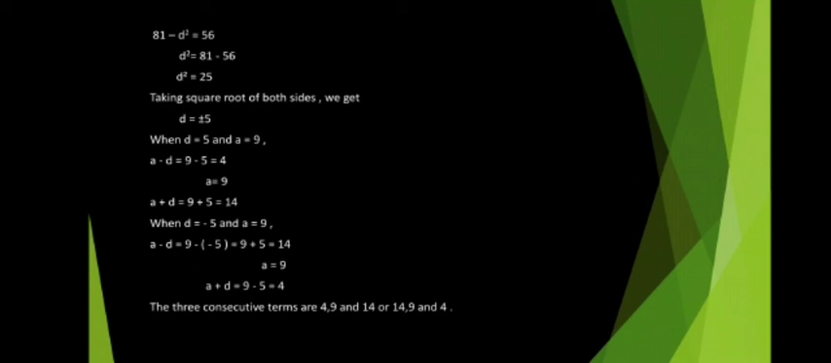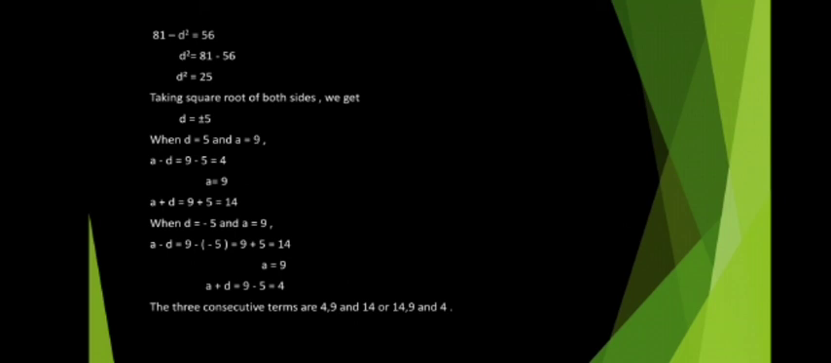Now we'll adjust the terms over here, like terms, that means constant numbers together and d on the other side of equal. So what will we get? D square is equal to 81 minus 56. If we subtract, we'll get 25. Now they both are square terms. So taking square root on both sides, we get d is equal to plus minus 5. Now we got two values of d. Okay. Now we'll find all the three terms.